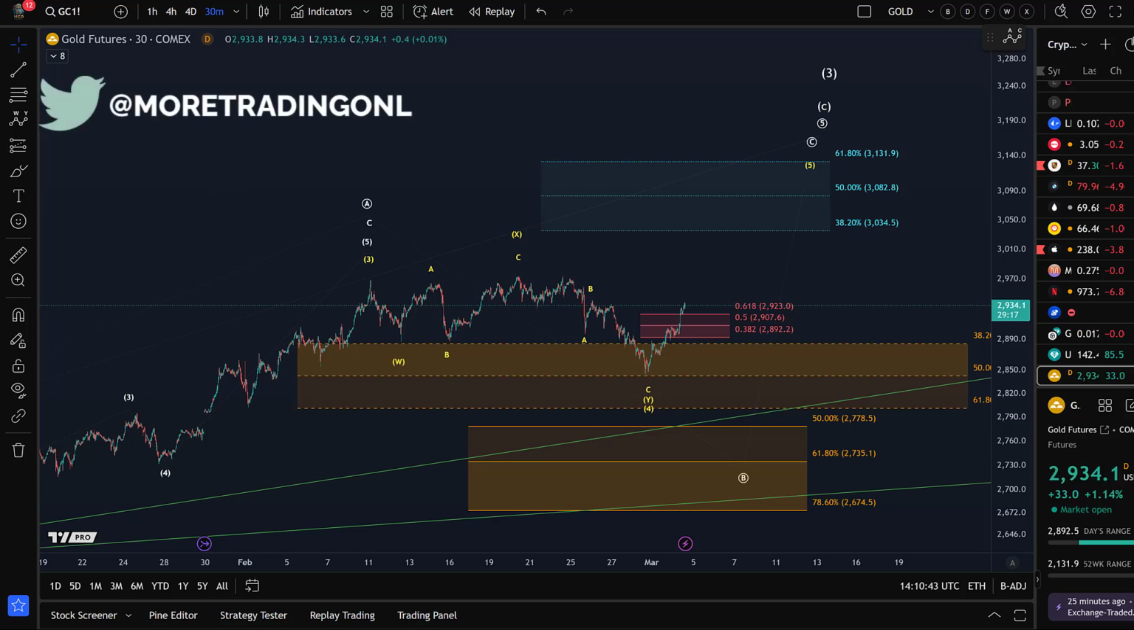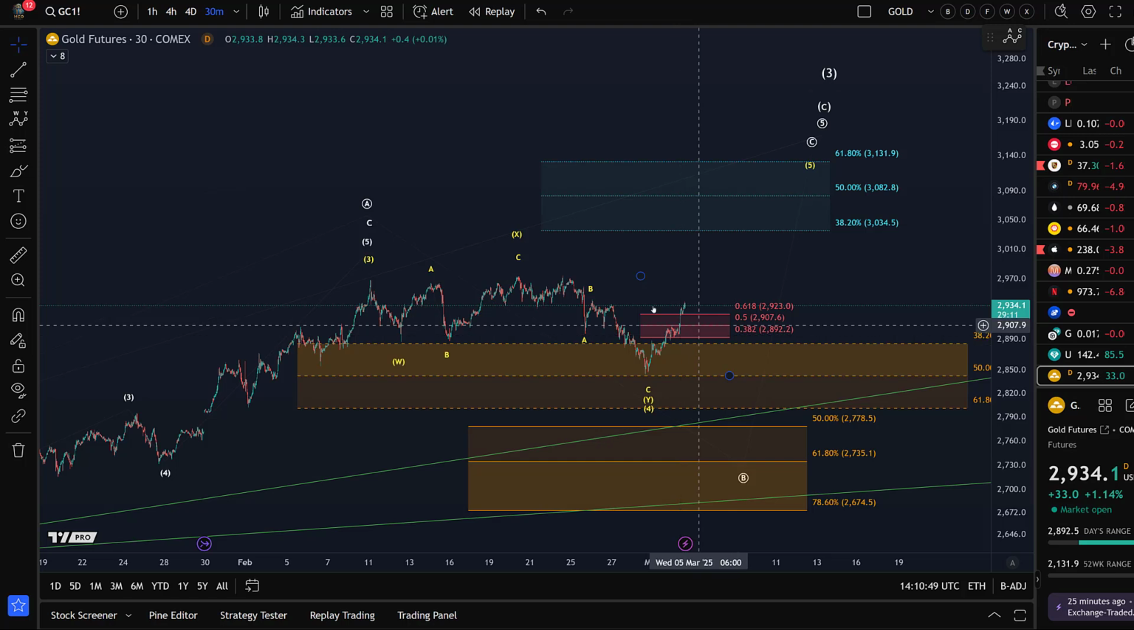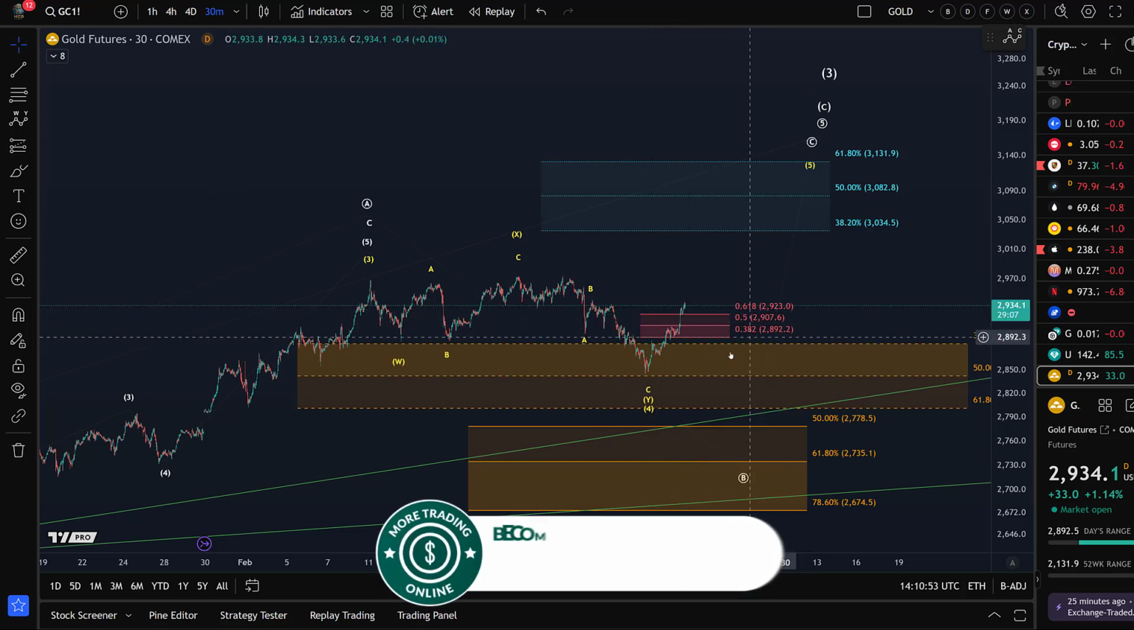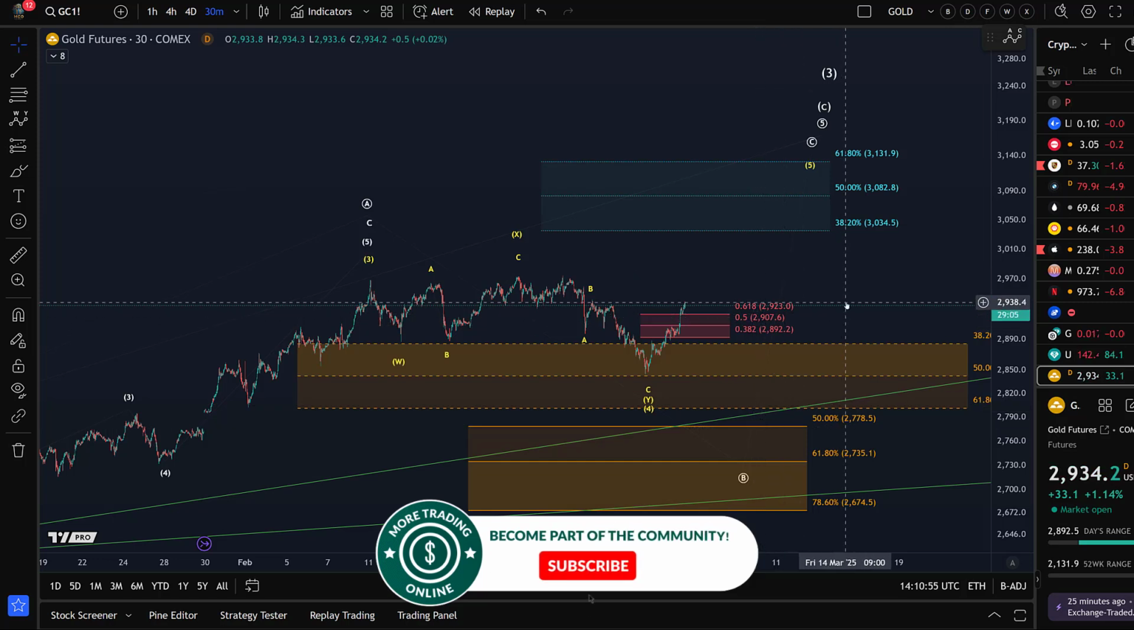Gold futures. Here we can see that the price is currently working on the fifth wave to the upside. We have a break above our initial resistance area. The signal line was broken here at $2,923. This is very important. And why is this important? Because this was our signal that the fifth wave has started.